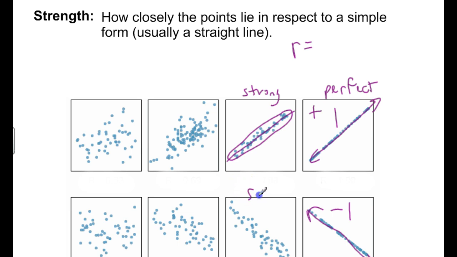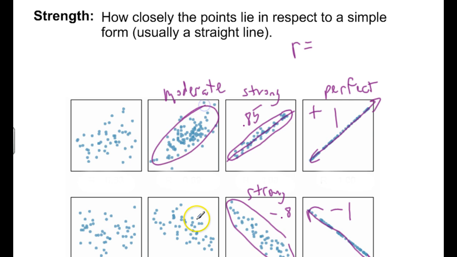And here it's also strong. It's maybe not quite as strong, but it's not bad. And so this might be like negative 0.8 or something. This might be 0.85. I'm just taking a guess here. But those look pretty strong. Anytime it's close to 1 or negative 1, it's getting pretty strong. This might be moderately weak or moderately strong.